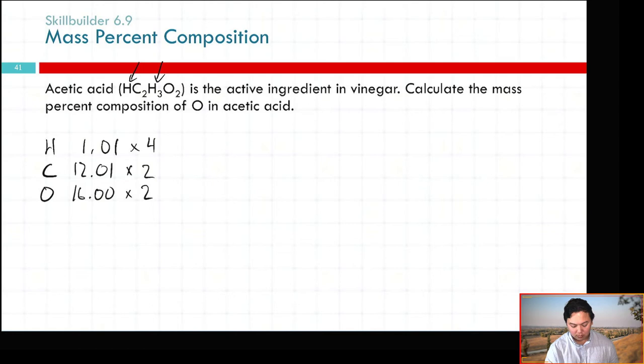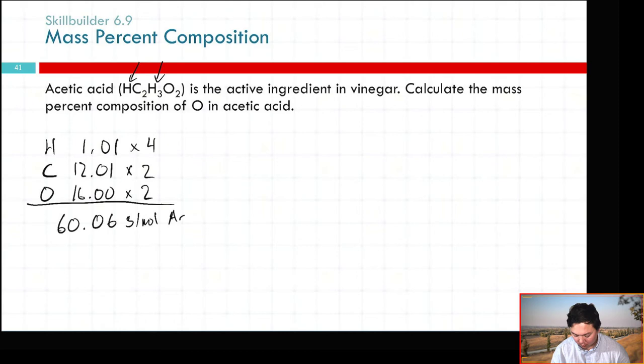And this will give us 1.01 times 4 plus 12.01 times 2 plus 16 times 2. We'll get 60.06 grams per mole. The abbreviation for acetic acid is HAc. And now we want to know how many oxygens.